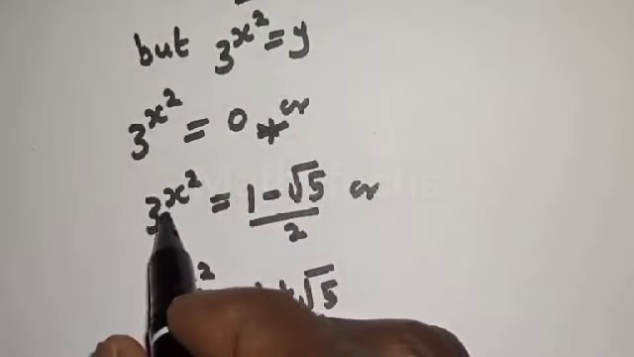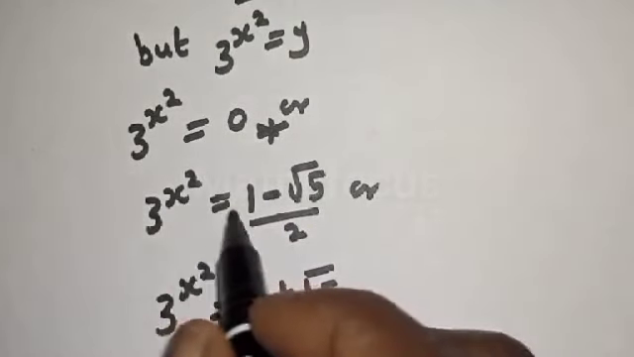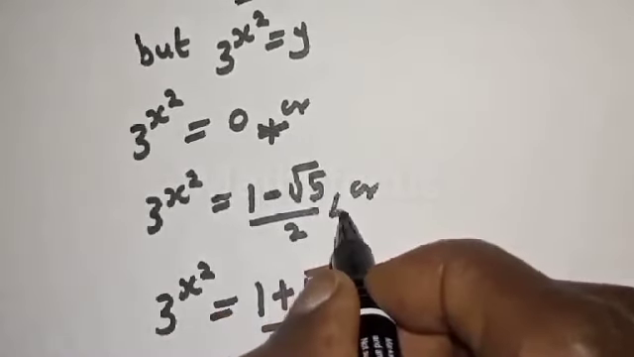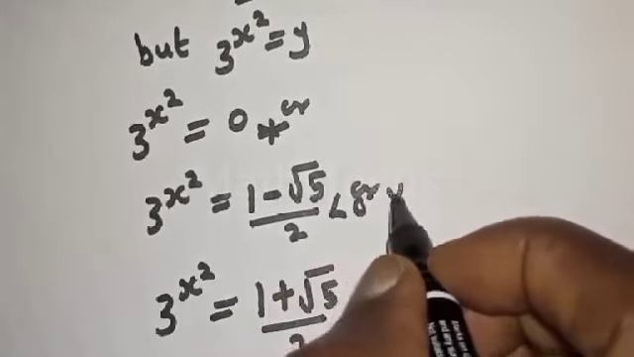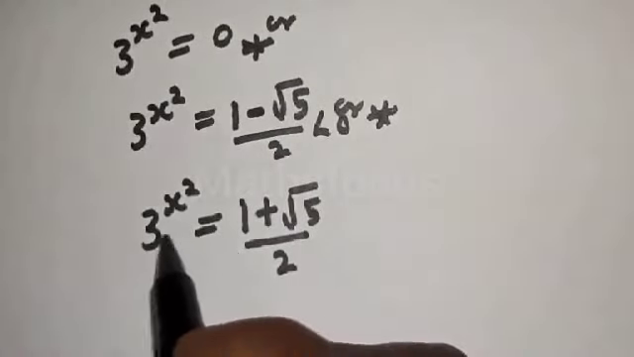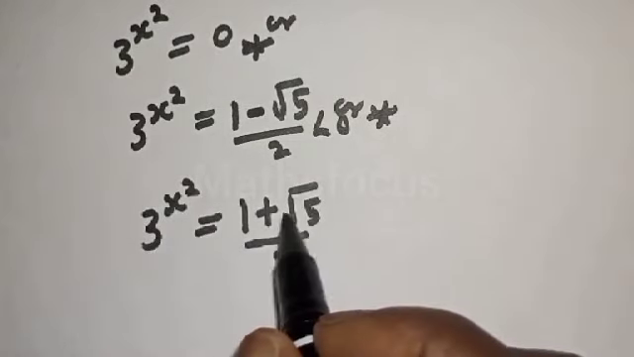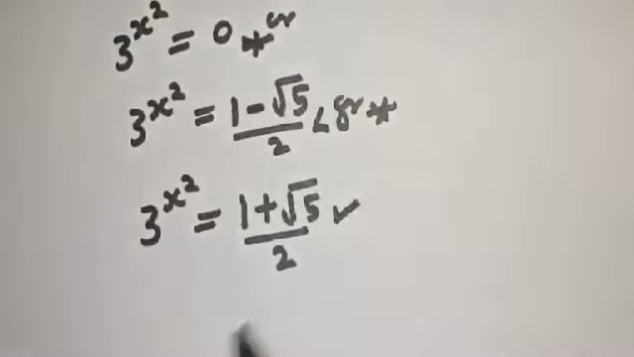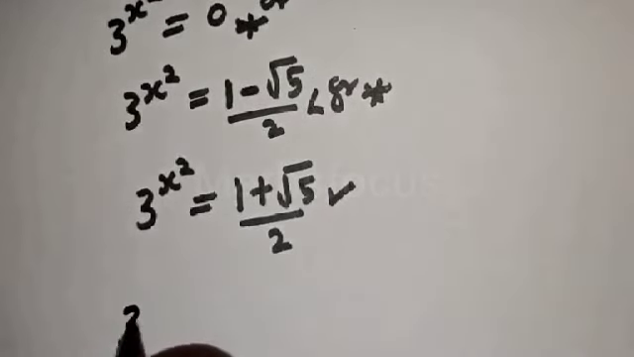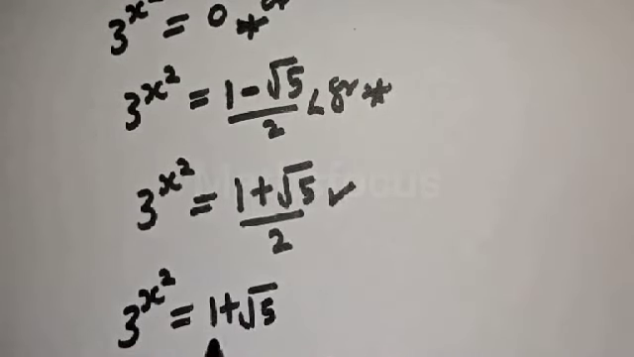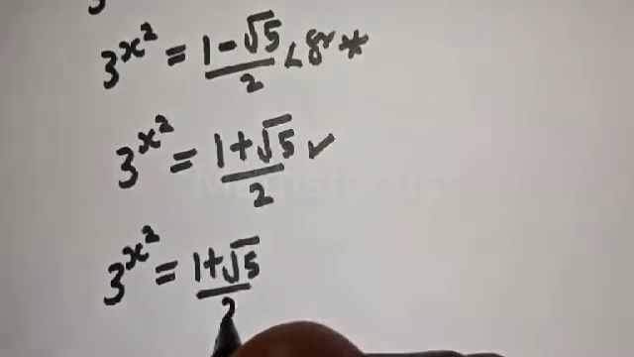So 3 raised to the power x² is equal to (1 minus square root of 5) over 2. This is less than 0. It's also not a real solution. Then the only real solution we have is 3 raised to the power x² is equal to (1 plus square root of 5) over 2. Then let's work with this.